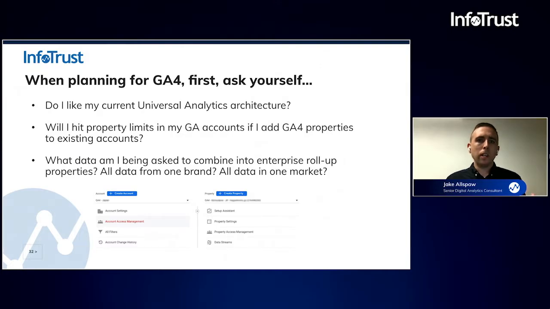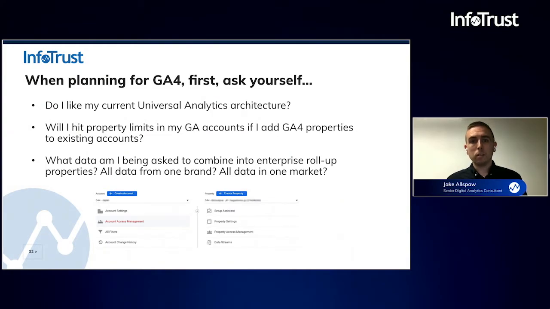So as you're planning, it might be helpful to ask yourself a few questions. First, do I like my current Universal Analytics architecture? Is it working for us or against us? Are the right people able to access the right data and reports that they need for their job and do so in a timely manner? Do new team members know exactly what each property represents?